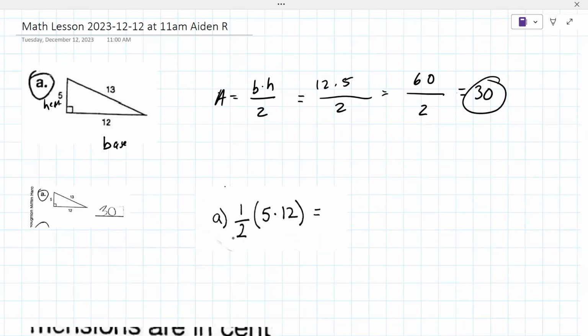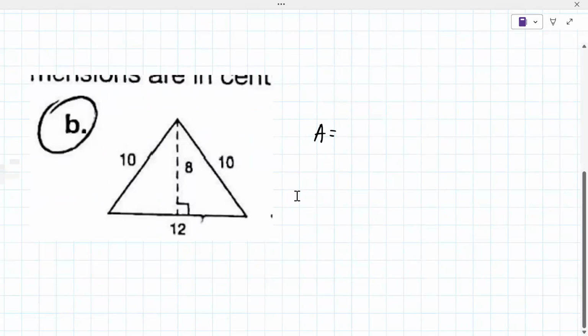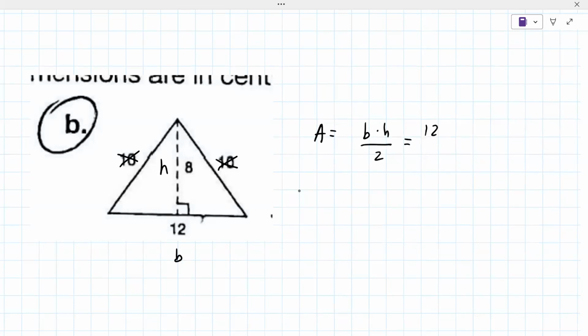Let me know when we can go on to letter B. I'm done with A, we can go to letter B. Okay. All right. So the area of the triangle is base times height divided by 2. The base is 12, the height is 8. We don't need the 10. 12 times 8 divided by 2. Can you calculate that for us, please?